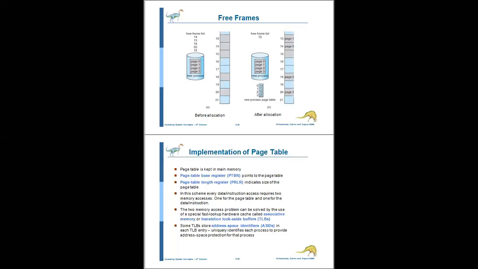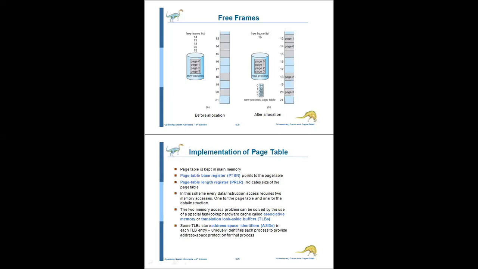So when a process arrives for execution, the process size is examined. What is the process size? The process size is indicated in terms of pages. Each page of the process needs one frame. So if there are n pages, at least n frames must be available. There can be more than that, but at least n frames must be available in the memory.